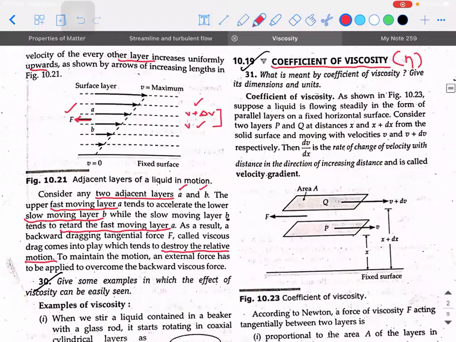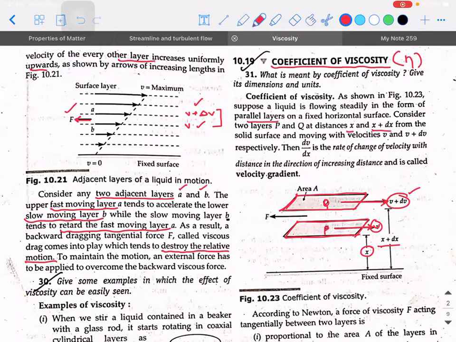As we discussed, if I take two consecutive layers, for example the layer P and the layer Q, which are both of the same cross-sectional area, and the velocity of the liquid is like this. If it is V here and V plus dV here, as we move away from the fixed surface, x is small, velocity is small. At x plus dx, the velocity is V plus dV, right? Suppose you consider a liquid which is flowing steadily in the form of parallel layers on a fixed horizontal surface. Consider two layers P and Q which are at distance x and x plus dx from the solid surface.